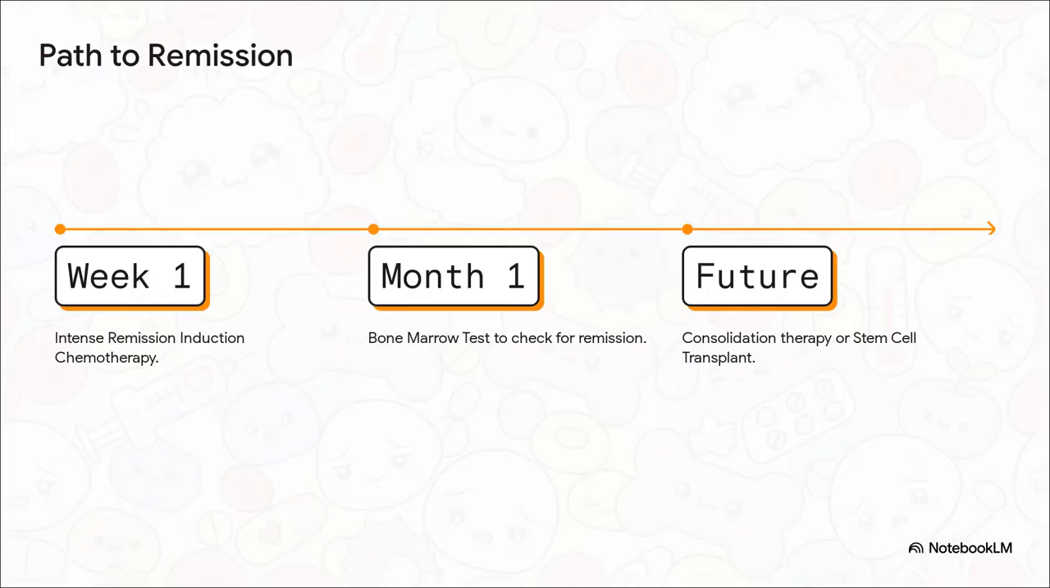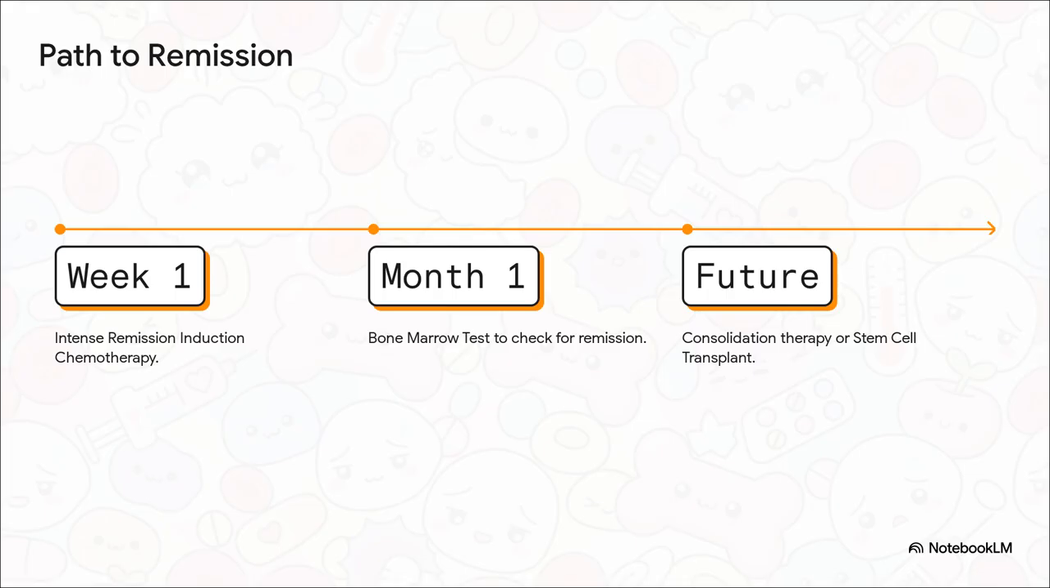Let me tell you, the journey to remission is grueling. It kicks off with remission induction therapy, which is this massive, intense wave of chemotherapy given over about a week. And because this wipes out basically all the blood cells, both good and bad, the patient's blood counts drop to near 0 for about a solid month.